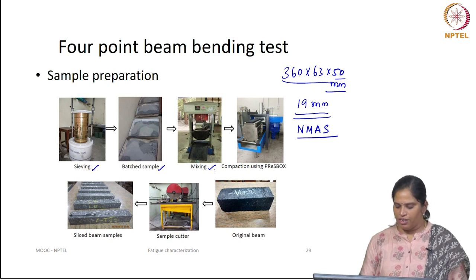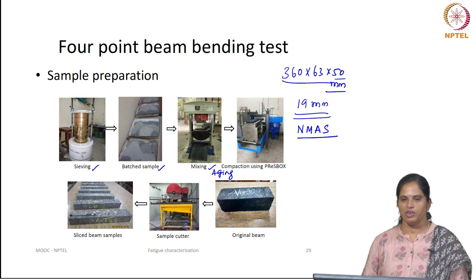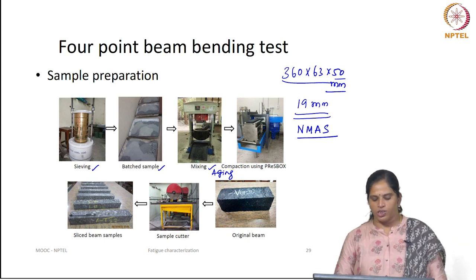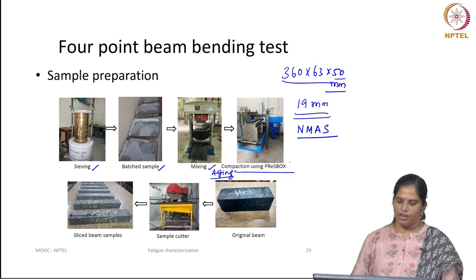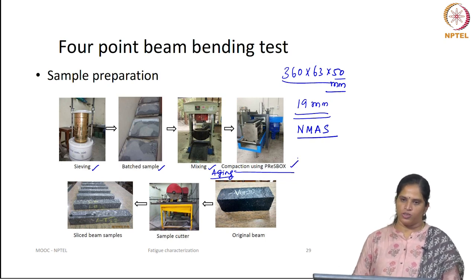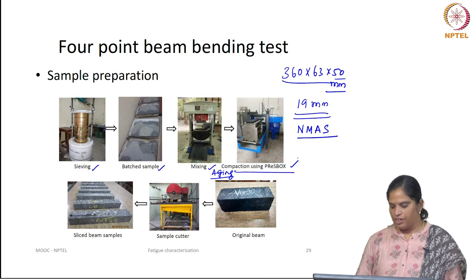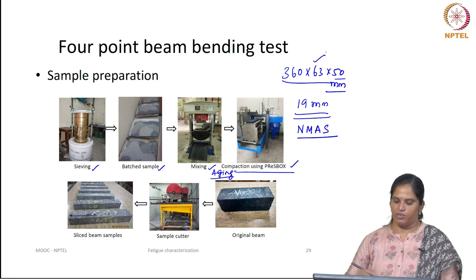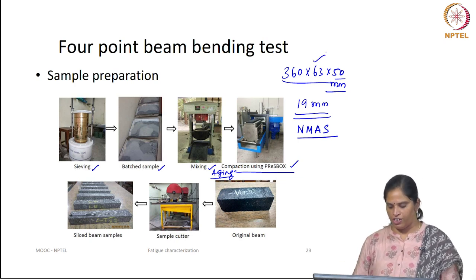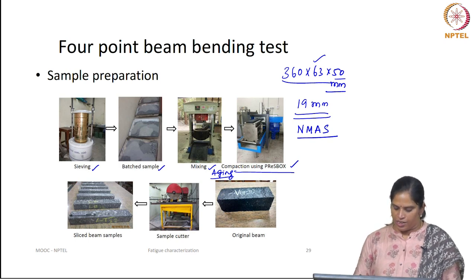So after mixing, we do short term aging to simulate the short term aging of a mixture. This short term aged mixture has to be compacted. Here it is given as a PreSBOX compactor. It is not necessary that you stick to a PreSBOX compactor. It can be any compactor which is available. But you need a beam size after slicing of this size, 360 by 63 by 50 mm. So this PreSBOX sample is a bigger sample. It has to be sliced to the required size. So now we use a sample cutter to slice the beam.